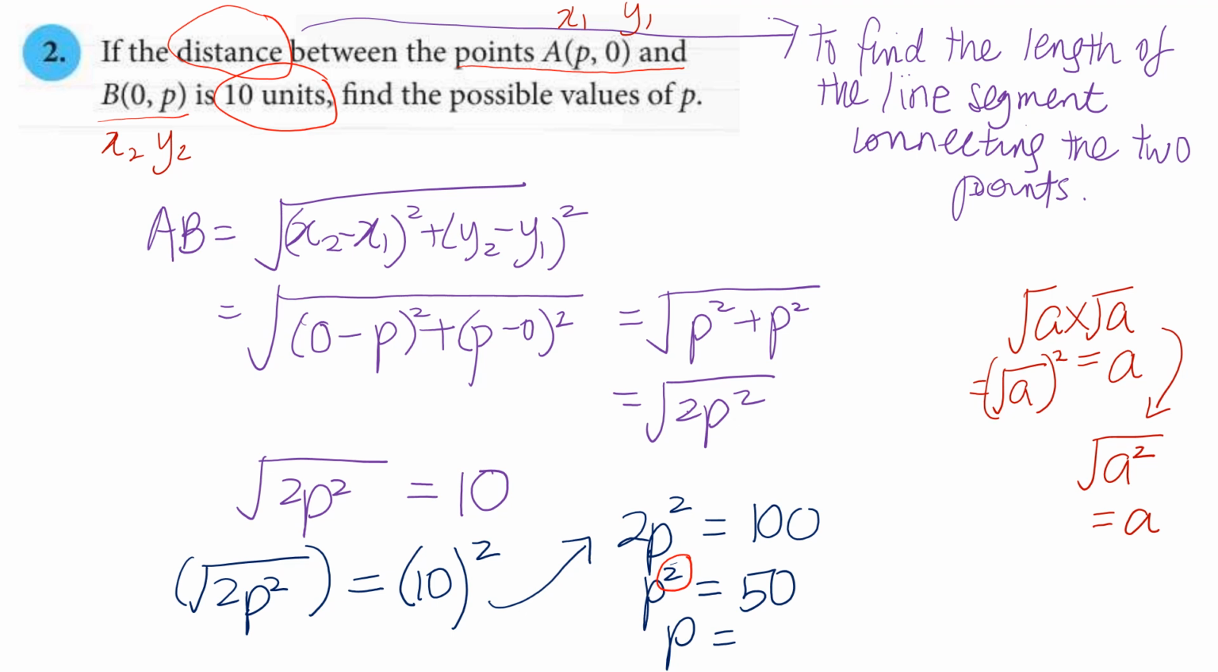express to 3 significant figures, because you're not told how many degrees of accuracy to use. Usually if you're not told in the question, then you just put your answer to 3 significant figures, which turns out to be 7.07 units. Alright, so this is how we do question 2.